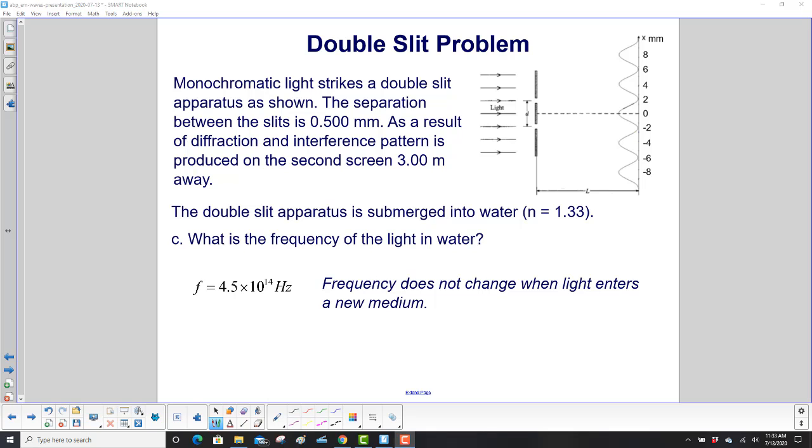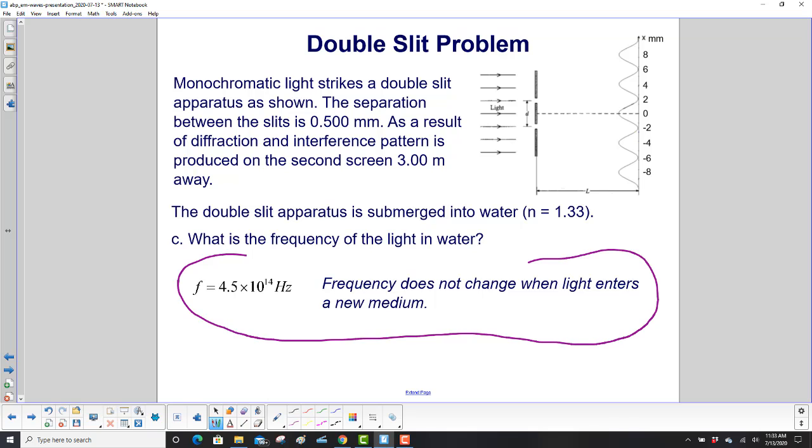We then submerge the apparatus in water. What is the frequency of light in the water? No calculation needed here. It's the same. The frequency of light does not change when light enters a new medium. The wavelength will change, and the effective speed of light in the medium will change, but the frequency stays constant.